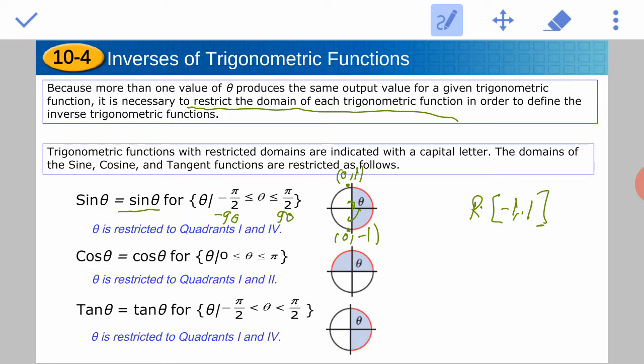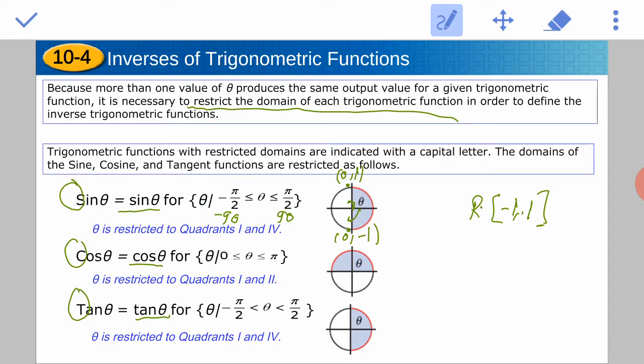So guys, how do I know whether we're talking about the restricted domain? If you're talking about the restricted domain, you will find the first letter of sine is capital, the first letter of cosine is capital, and the first letter of tan is capital. Guys, we don't normally write sine, cosine, tan in this way. We just write them in small letters. But to pay attention that we are talking about the restricted domain, we make the first letter capital, so you know that we're talking about the restricted domain.